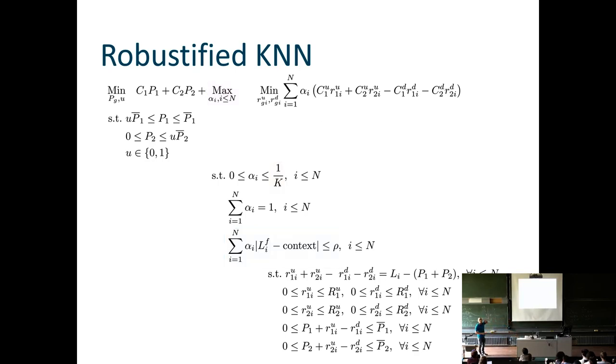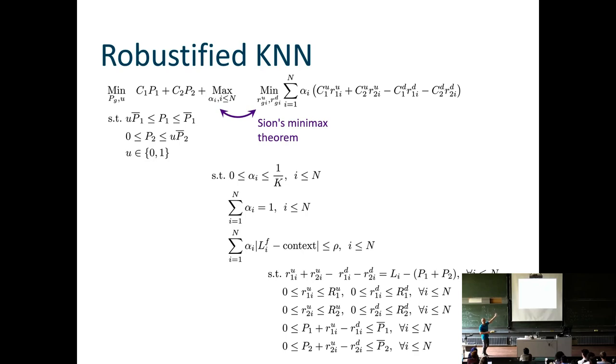This is a three-level programming problem, because, as in DRO, the idea is that we are maximizing the impact of the nearest neighbors on the cost. So we are minimizing the expected cost associated with the worst selection of the nearest neighbors. Okay? And I can tell you that this works really nicely.